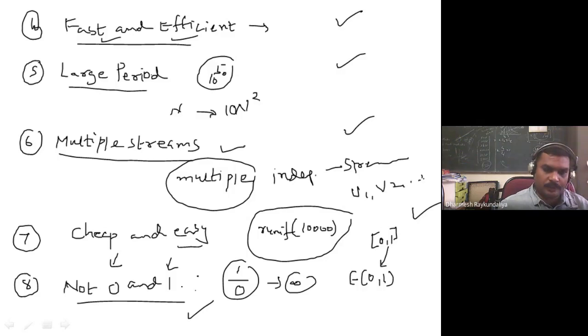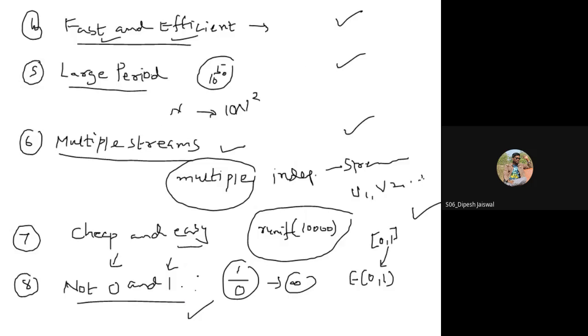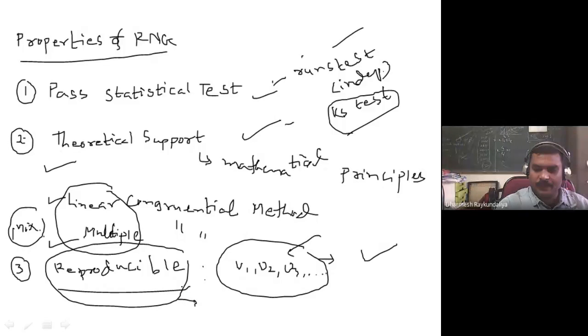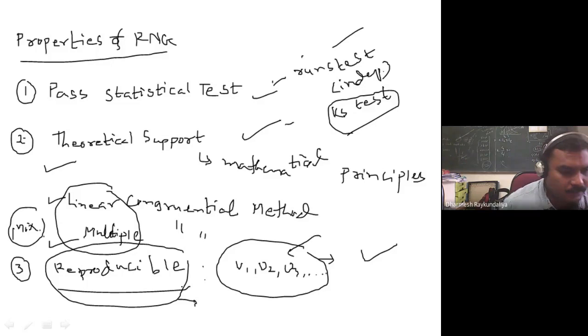Any questions up to this, anyone? Sir, can you explain the third property again? It should be reproducible. Sir, reproducible means third, right? Yes. Reproducible means the stream of random numbers, what did you call a stream? U1, U2, U3, likewise, which keeps going, is reproducible without having to store the complete stream in memory.